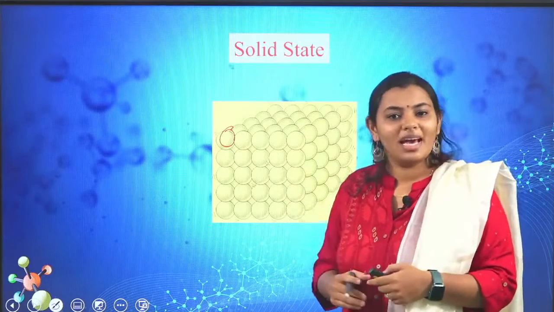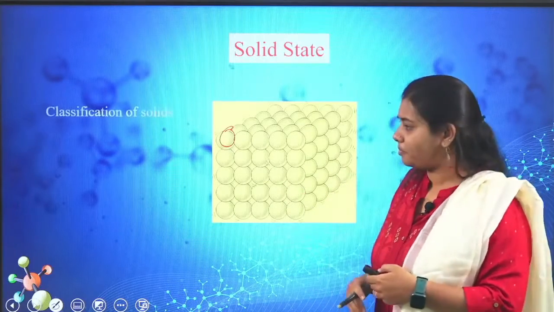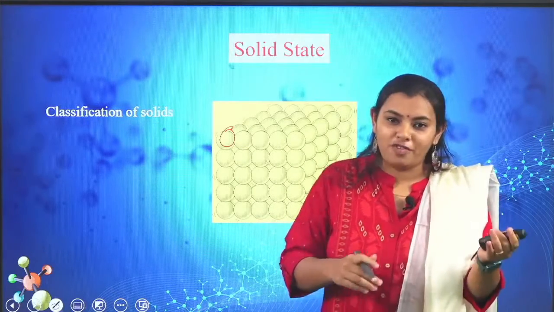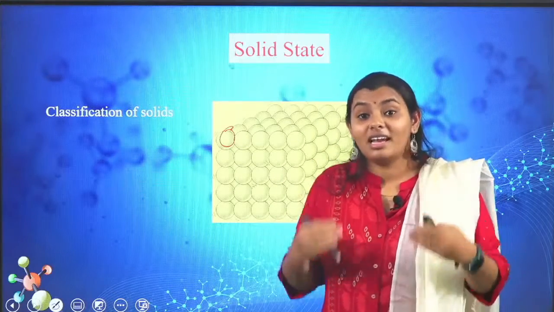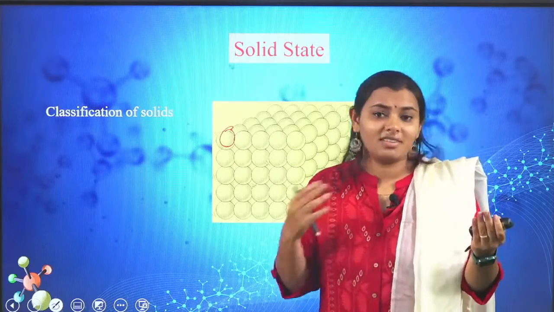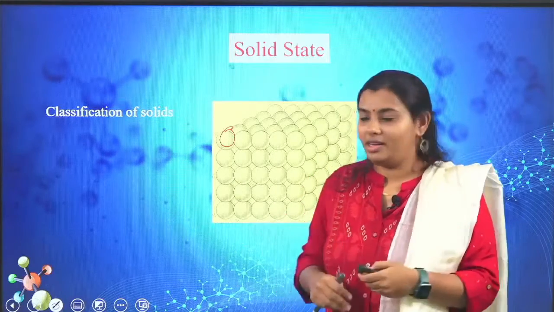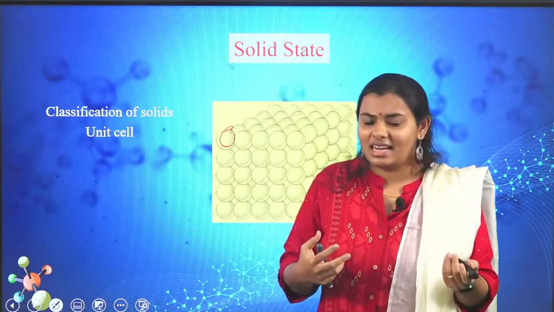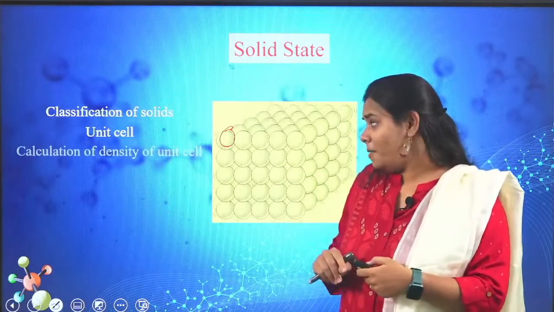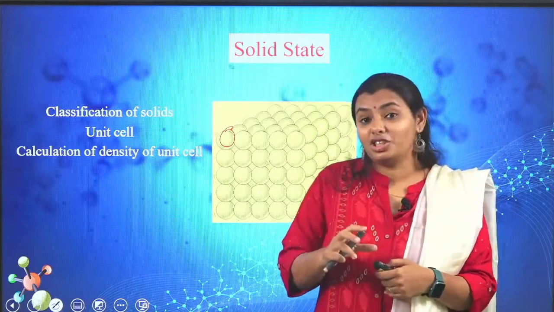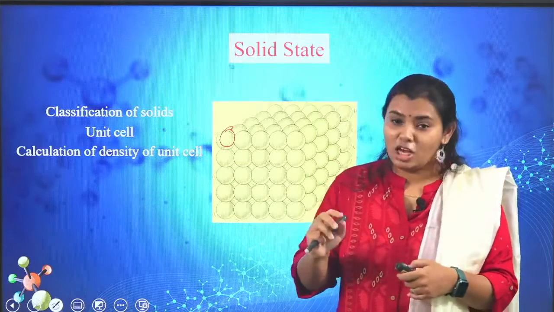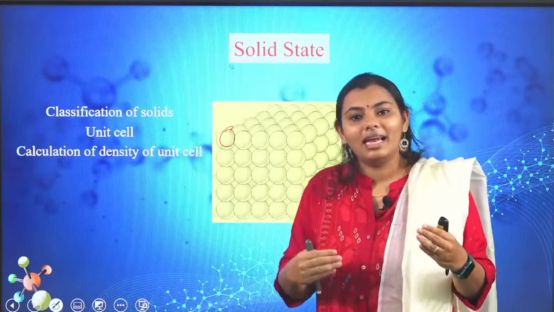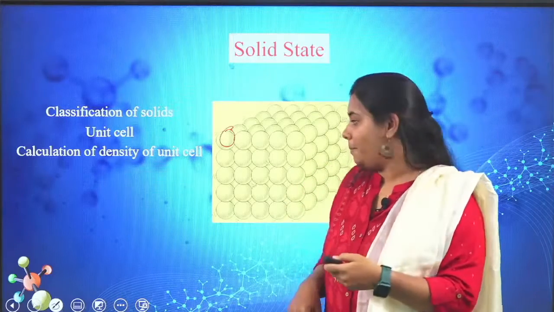We'll just see what we are exactly learning in solid state. We'll be learning about the classification of the solids into amorphous, crystalline, and further classification of amorphous and crystalline solids as well. We learn it here. Unit cell. What exactly is a unit cell? What is crystal lattice? We learn about that as well. Along with that, calculation of the density of the unit cell. So when we understand what unit cell is, we try to calculate the density of the unit cell.